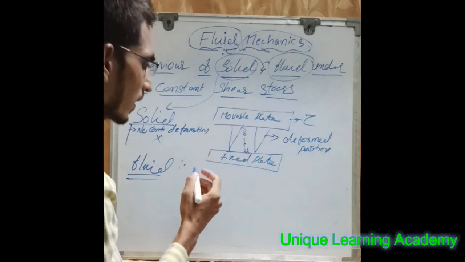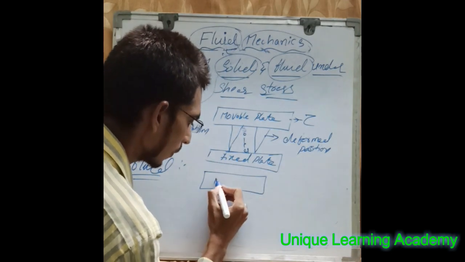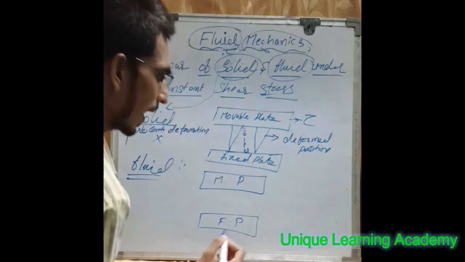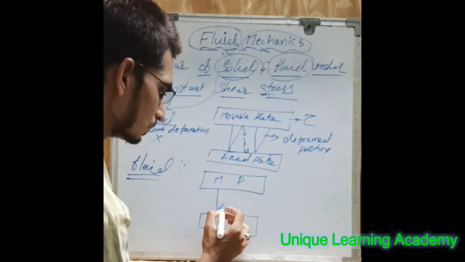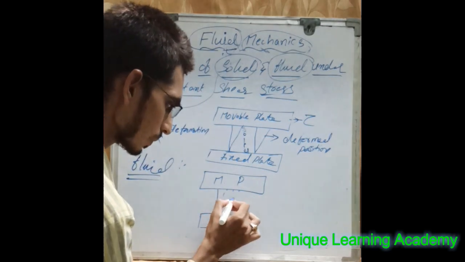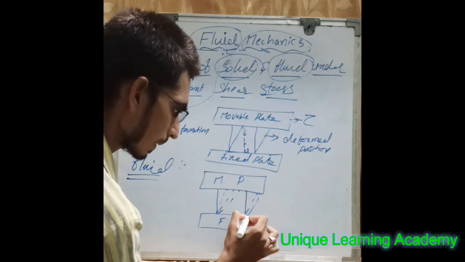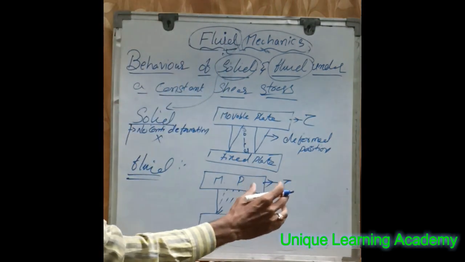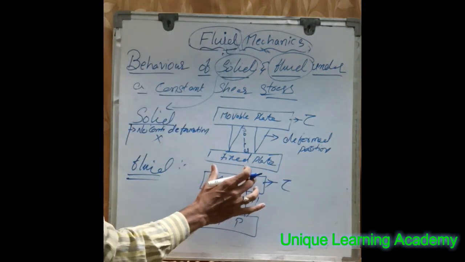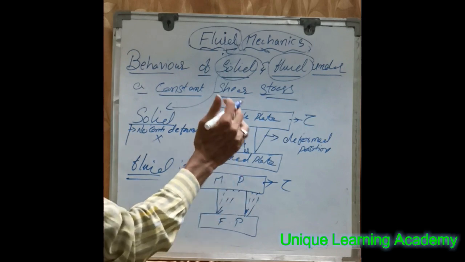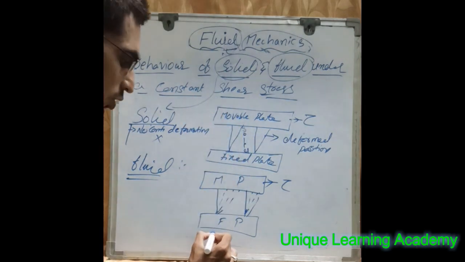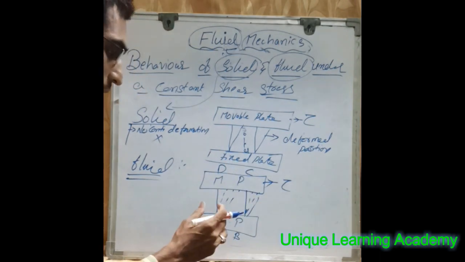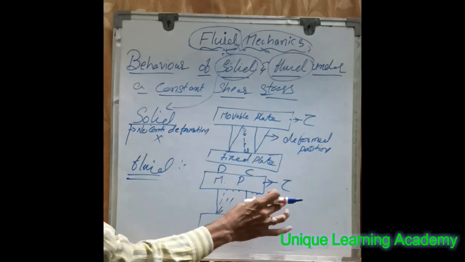We take the same setup: the first one is a movable plate, and the second one is a fixed plate. If we apply the stress, tau is nothing but the stress on the movable plate. Let us consider that this is point A, this is point B, this is point C, and this is point D. After applying the stress, it is going to deform in this fashion.